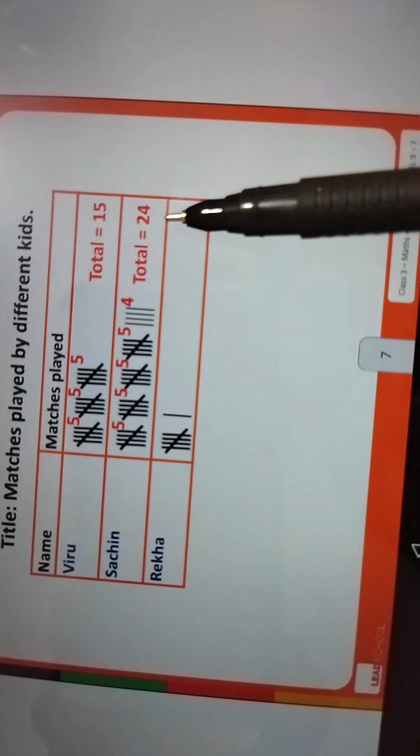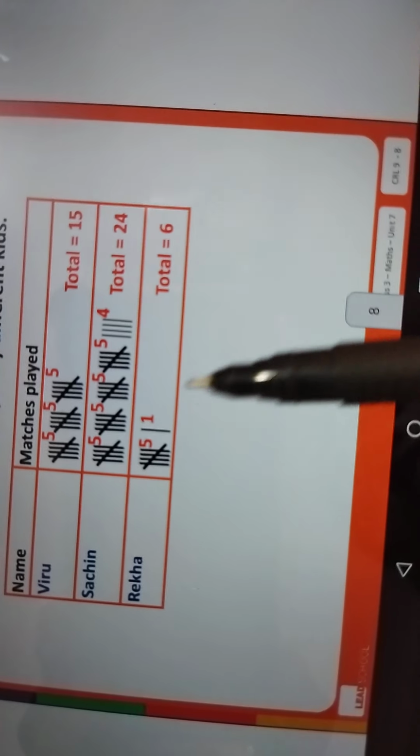Total number is 15. Total number is 24. Then 5. 1 is a cross out and 1 is there. So 5 and 1. Total number is 6.